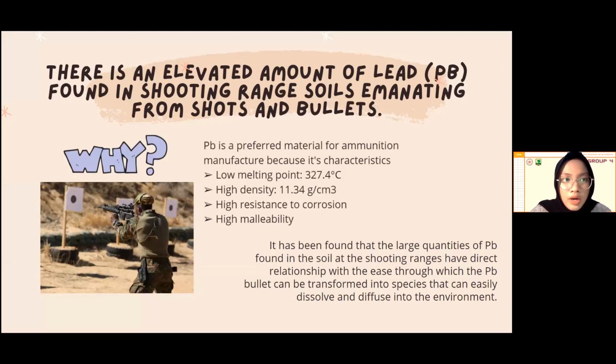So have you ever wondered why there is an elevated amount of lead, or Pb, found in shooting range soils emanating from shots and bullets? Basically, Pb is a preferred material for ammunition manufacture because it has several characteristics that fit best to become the material of ammunition, such as low melting point, high density, high resistance to corrosion, and also high malleability. It also has been found that the large quantities of Pb found in the soil at the shooting range have a direct relationship with the ease through which the Pb bullet can be transformed into species that can easily dissolve and diffuse into the environment. Next.